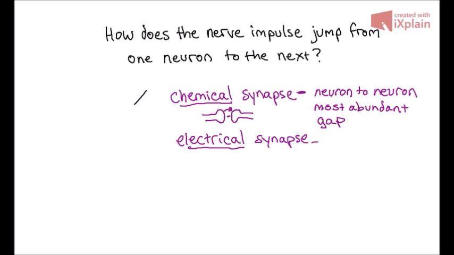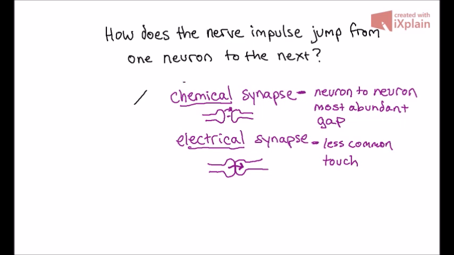Now, an electrical synapse is less common, and it connects by touch. So there's no gap between an electrical synapse. They're butted right up next to each other. So the electricity can jump across, or not really jump across, but climb across, kind of like a ladder. And this is much less common. This is more common in like your brain, the neurons in your brain. The chemical synapse is all over your body, neuron to neuron transmission, and also neuron to muscle.